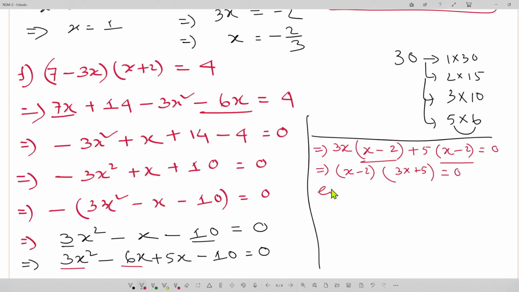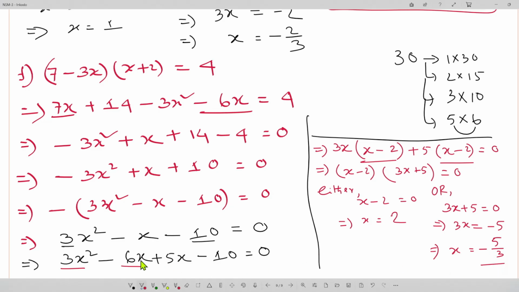Now either x minus 2 equals to 0, it means once we add both sides by 2, minus 2 will be out, and here is x equals 2, or 3x plus 5 equals to 0. It means 3x, so we will subtract both sides by 5, so it will be minus 5. Now we will divide both sides by 3, so x equals minus 5 by 3, and this is our answer. So finally we get x equals either 2 or minus 5 by 3.